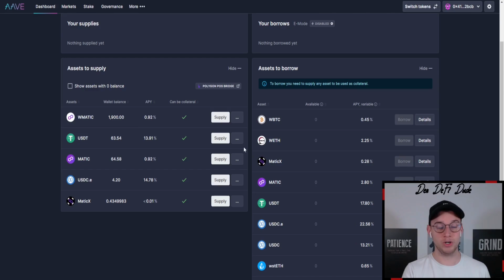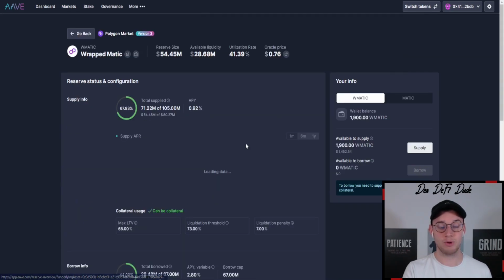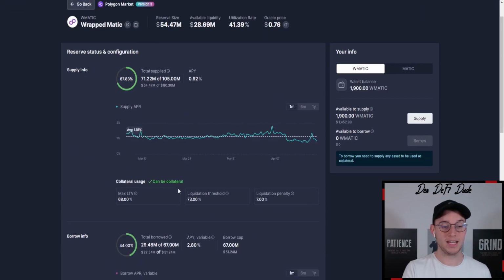So the first step before you supply any assets, you should always go to the details of the assets you want to supply. In this case, I want to supply some wrapped Matic here. That's why I'm going to go to details, and I want to check out the so-called loan to value, which is currently sitting at 68%, which means if I were to lend around 1,000 US dollars on Aave, I could borrow assets against it up to 68%. So in our example, 680 US dollars. That's the maximum Aave currently allows for this asset.